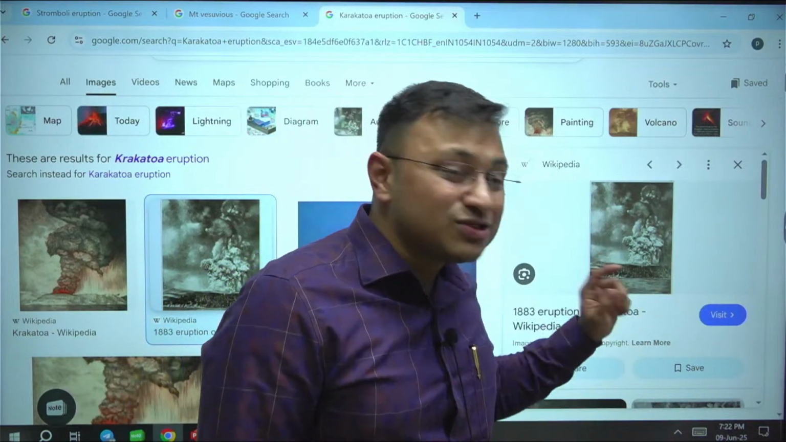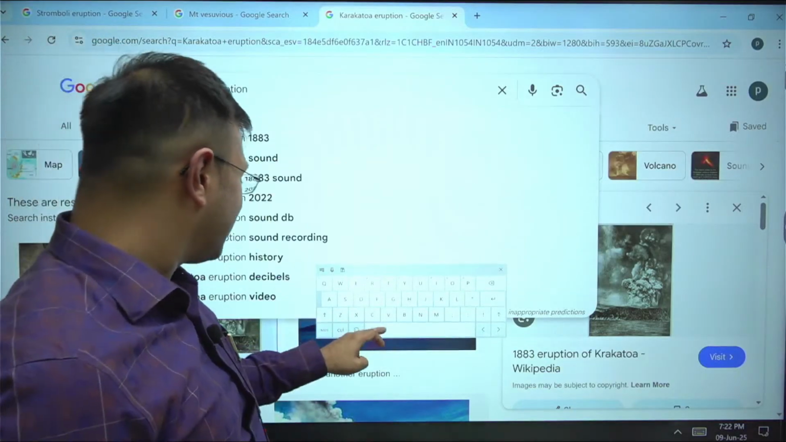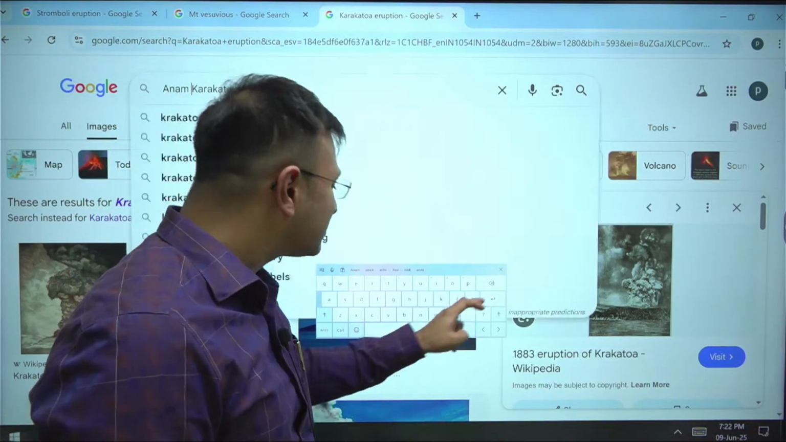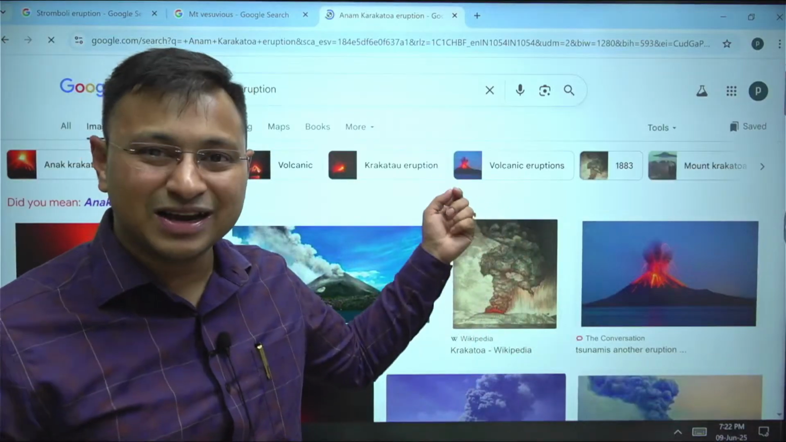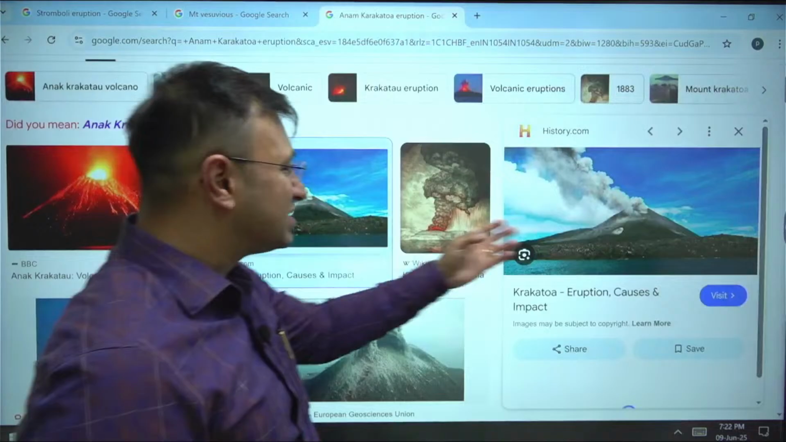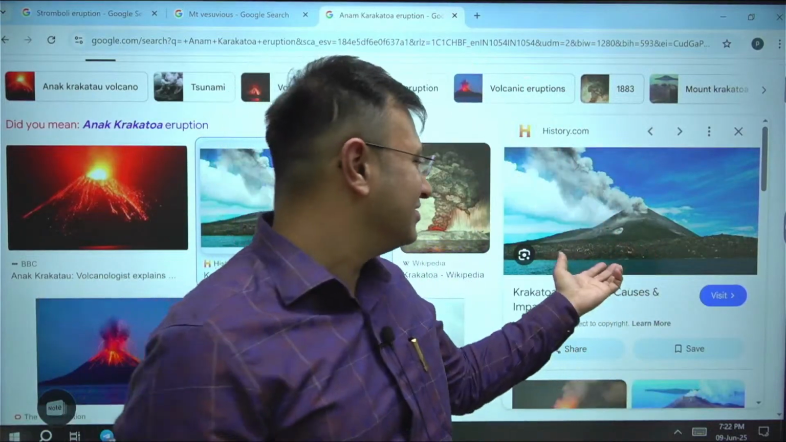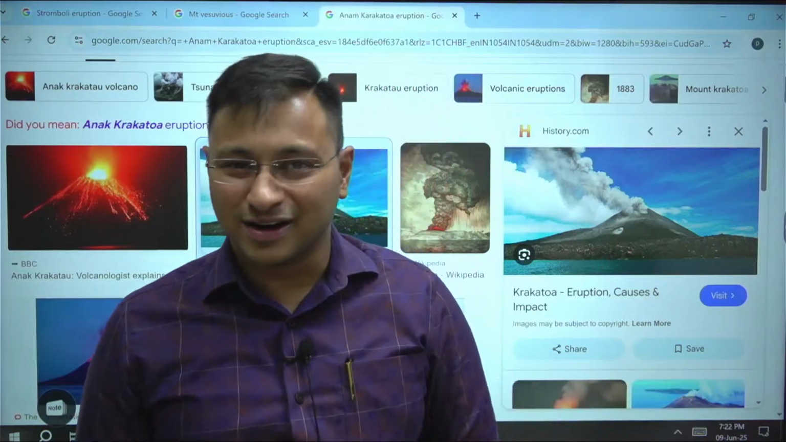Now, in place of the Krakatoa, we have its son. The son of Krakatoa is referred to as Anak Krakatoa. This is near the Indonesian island of Bali. And in 2017 and 18, the son also erupted. So, like father, like son. This is Anak Krakatoa, the son of Krakatoa.